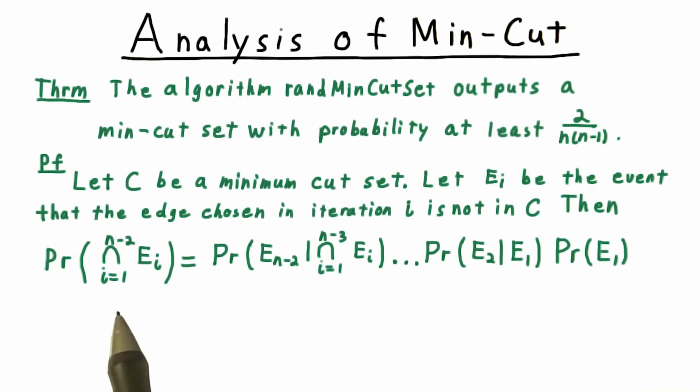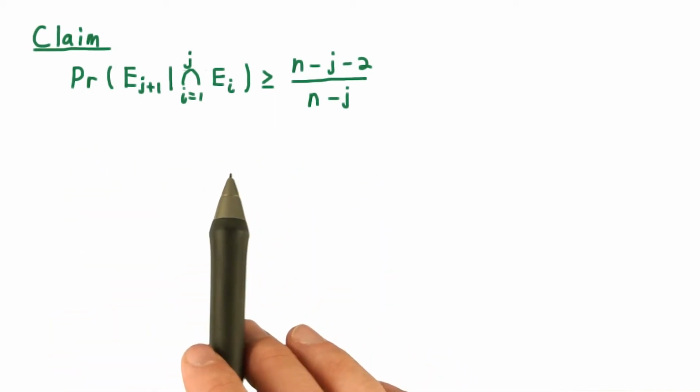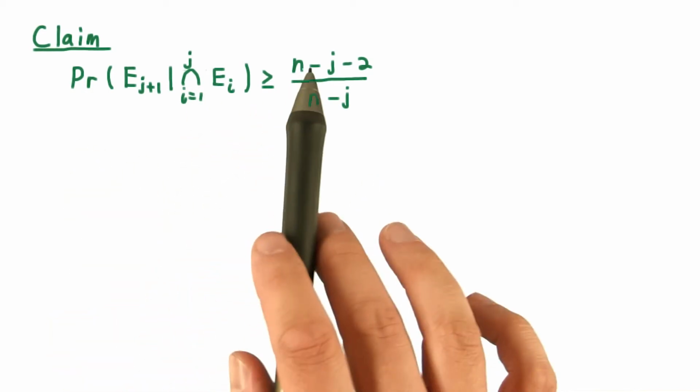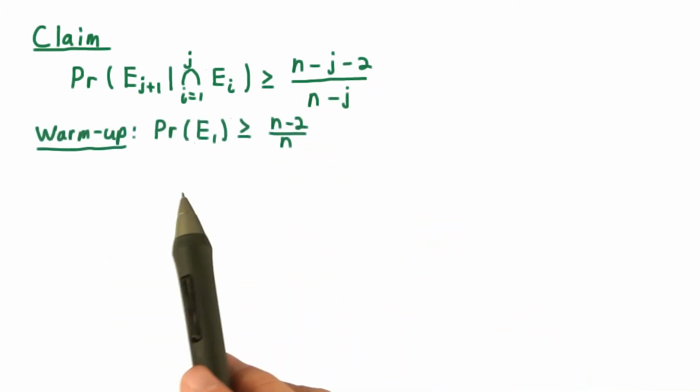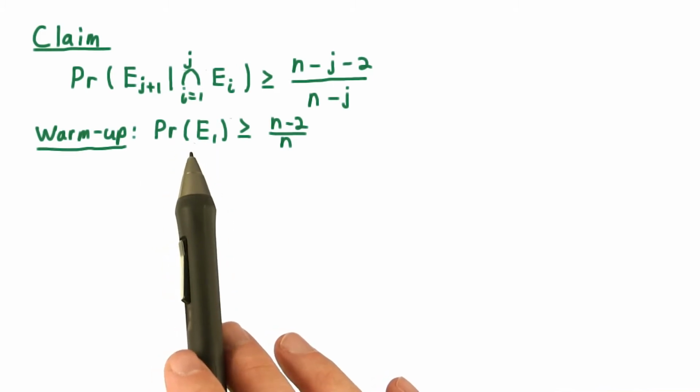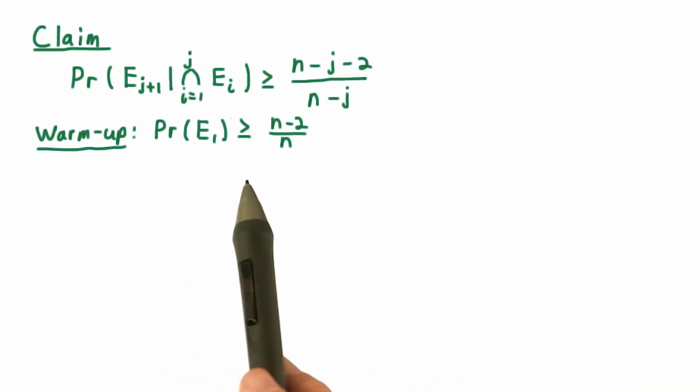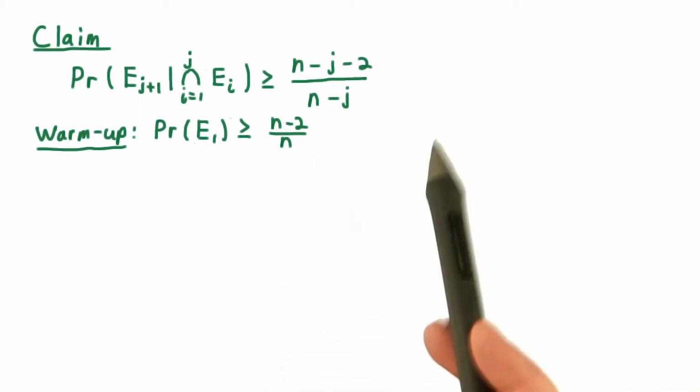So it's the intersection of all the events E_i, which we can turn into this product as we've done before. We're just conditioning the probability of avoiding C in the ith iteration, given that we've avoided it in all previous ones. Actually, that quantity will be a little easier to analyze if we write it like this. And I claim that this is at most n minus j minus 2 divided by n minus j. We'll warm up just by considering the probability of E_1, that is, of avoiding the cut in the first iteration as we choose an edge.